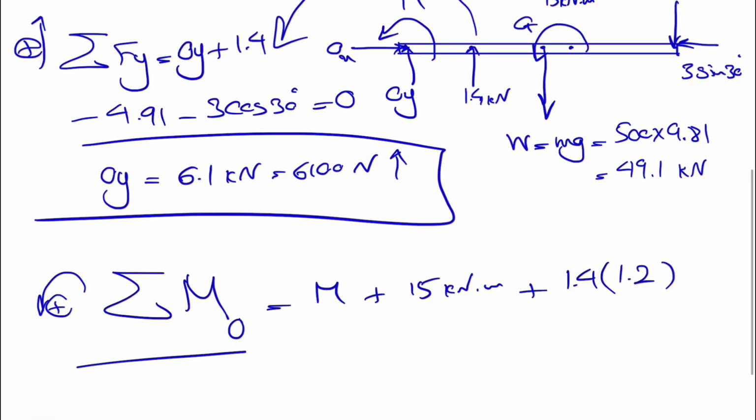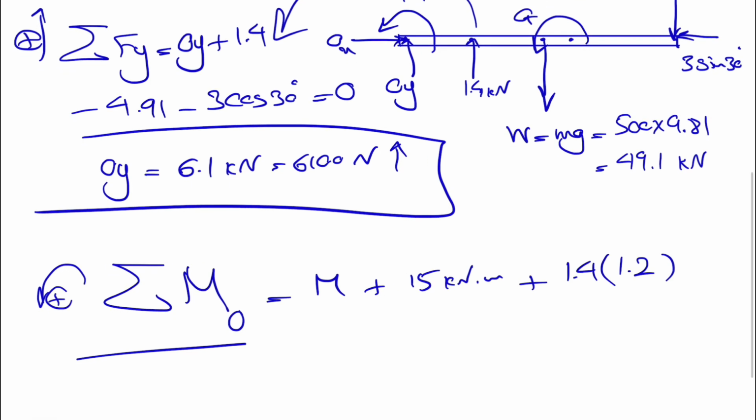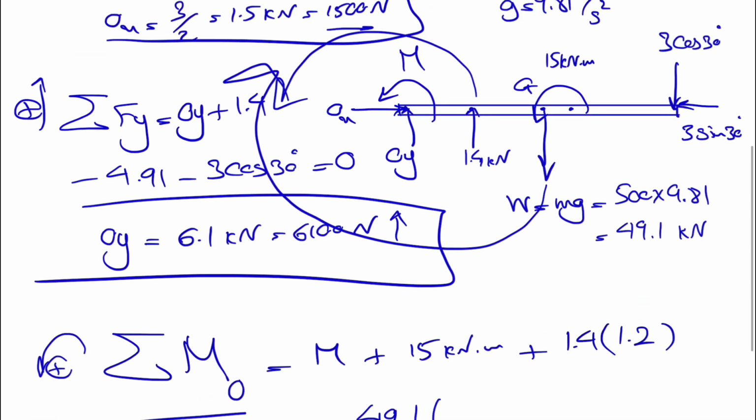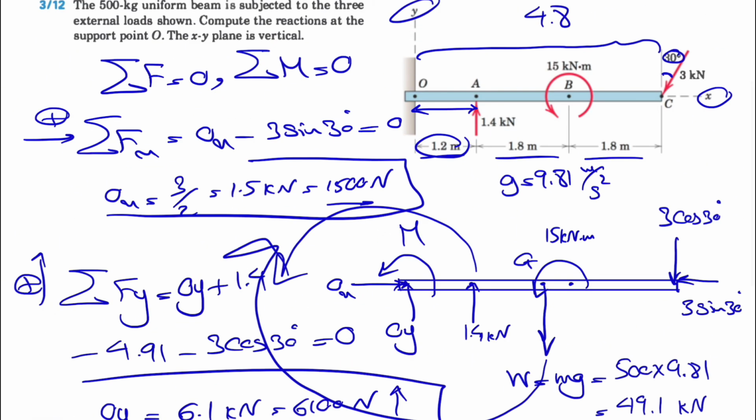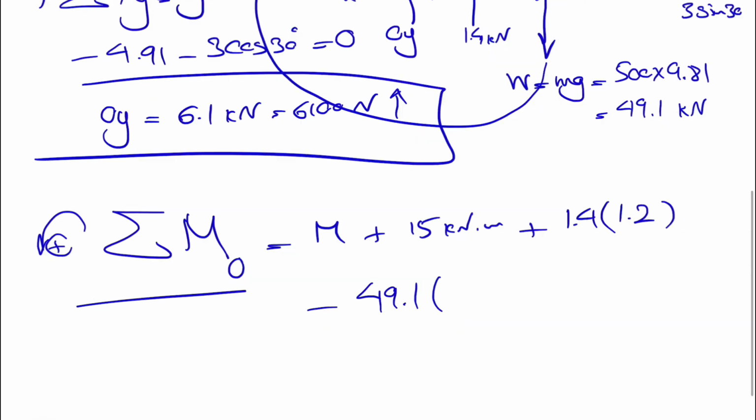We have a lot of videos about this concept and how to find a moment in 2D and 3D questions. That would be the moment of the 1.4 kilonewton force, and then we have the moment of the weight, which is in this direction, so clockwise, negative sign, 49.1 times the distance from G to O, which has been discussed. It will be exactly at the center, so 4.8 divided by 2, which is 2.4 for G.